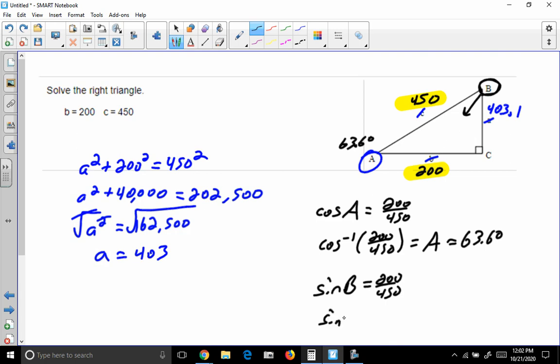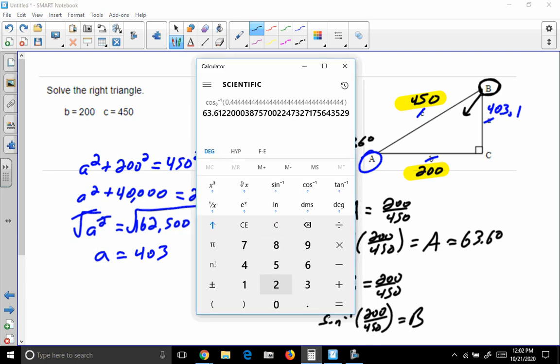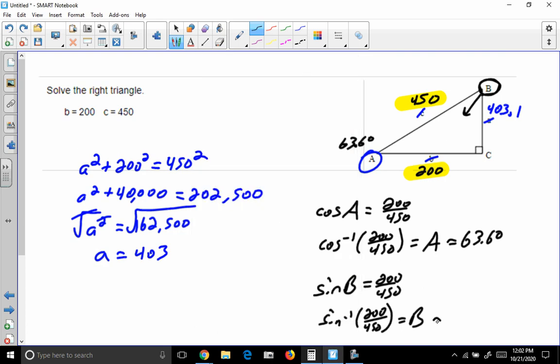So that means inverse sine of that ratio will give us B. So 200 over 450, take inverse sine, and that's about 26.4. And if we add those angles together, notice those angles do add up to 180 degrees. Sometimes doing it this way, we might have a little bit of round off error, and they might be a tenth or so off. But in this case, adding those three angles, we do get exactly 180.